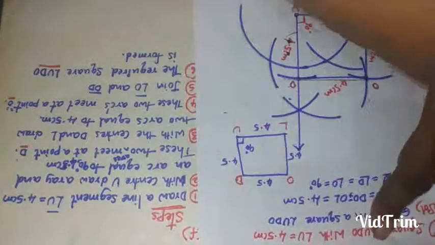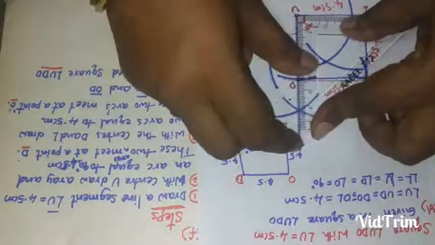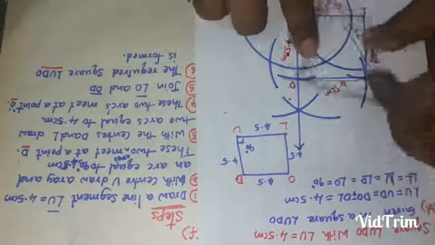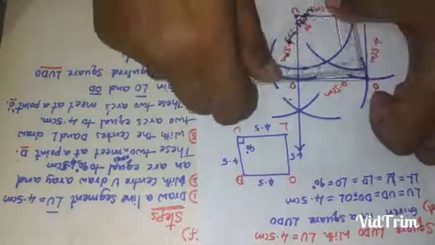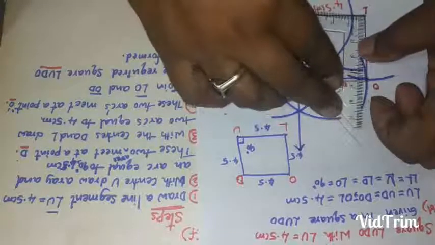I will show by using this set square. See, this side, this angle U is 90 degrees. D is 90 degrees. See here children. Here also 90 degrees and here also 90 degrees.